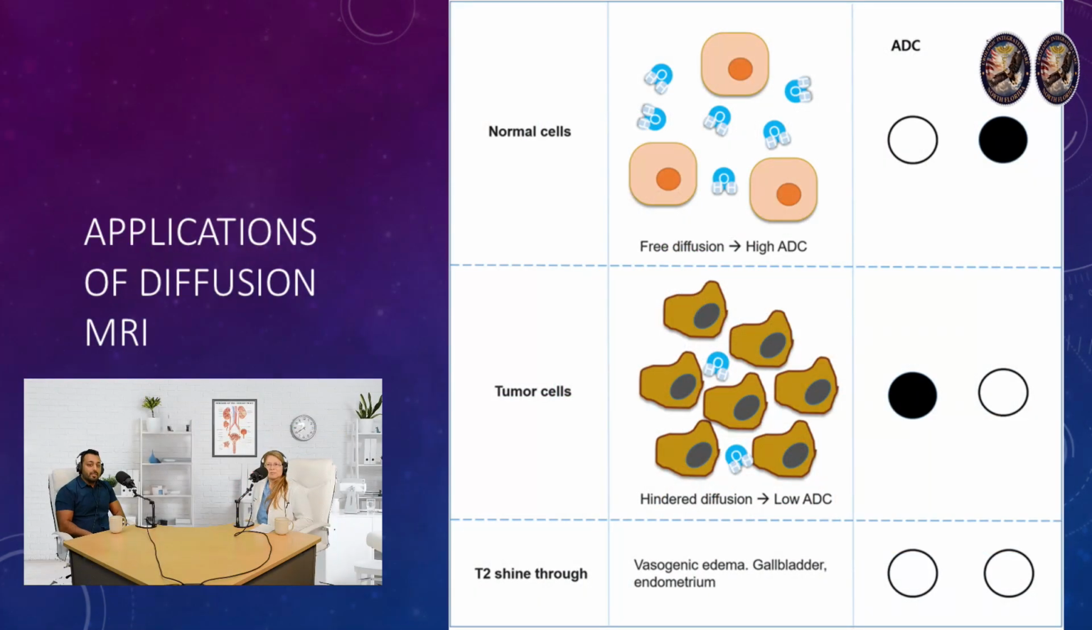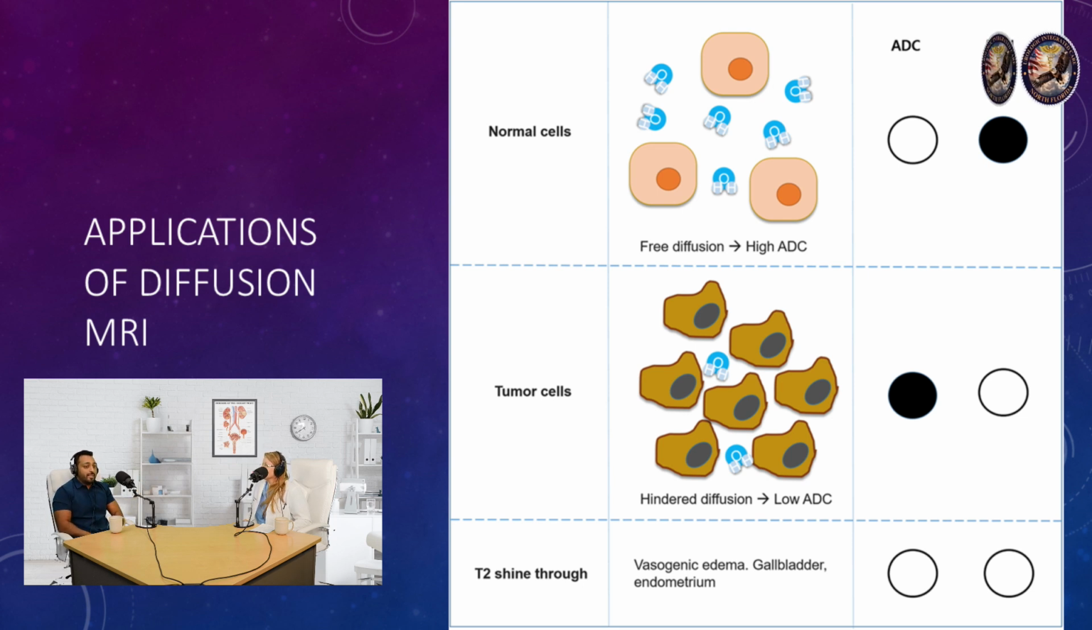So this is just an example showing how, with these compact malignant cells in the second row, the cells are more tightly packed and the water can't really move. You'll have a low ADC value, and this is a little image on the right that shows you if the ADC is bright or dark, and if the diffusion weighted image is bright or dark. For normal cells, you'd expect the ADC to be bright, and the diffusion weighted image to be very dark because the water can move.